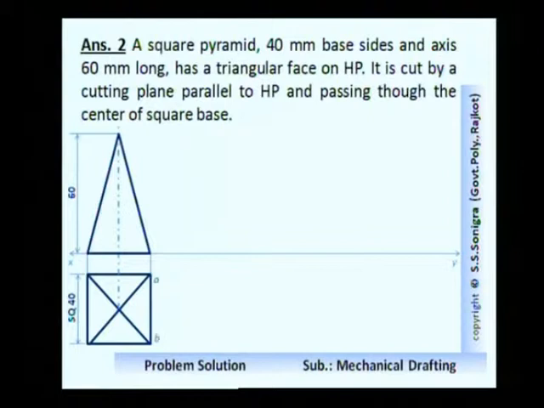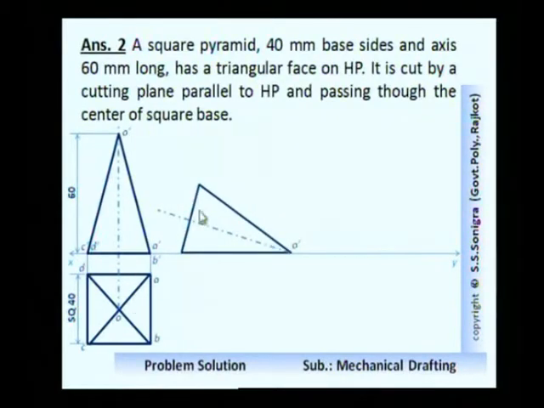Now it is given the end points of the base A, B, C, D, because it's a top view. So A, B, C, D would be here. Similarly, it's a front view, so A dash, B dash, C dash and D dash are here. The apex point O dash is here.